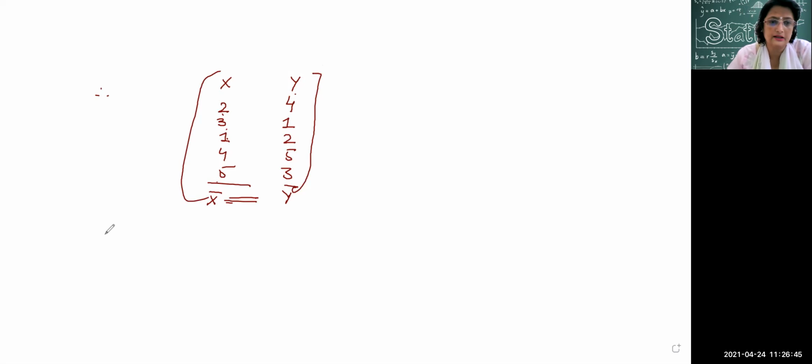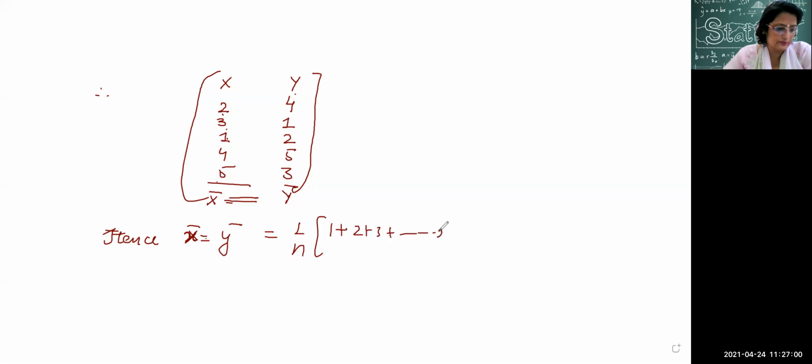The next line I was telling, hence in continuation what will you write, you can mention this on the side. Hence x bar is equal to y bar, right? And this is equal to 1 by n, of all the values 1 plus 2 plus 3 so on up to n.